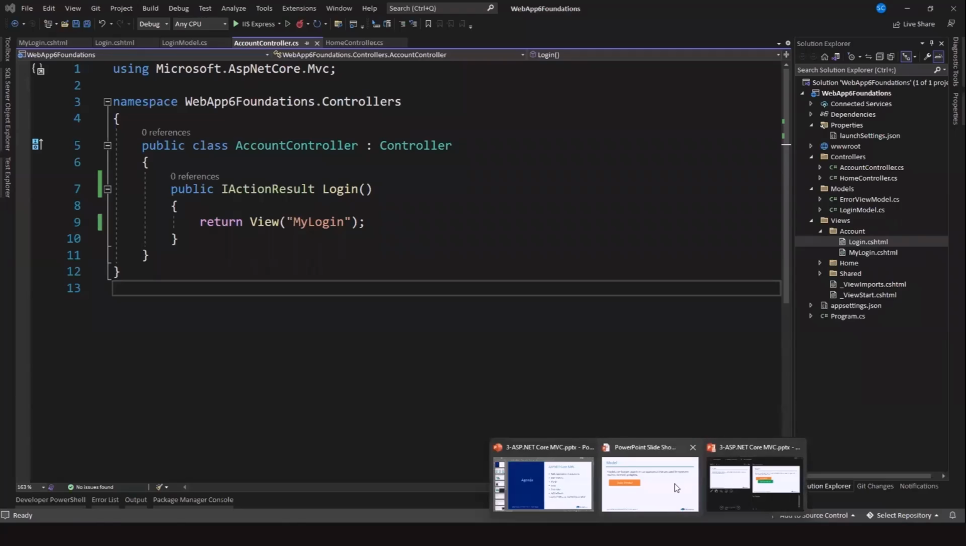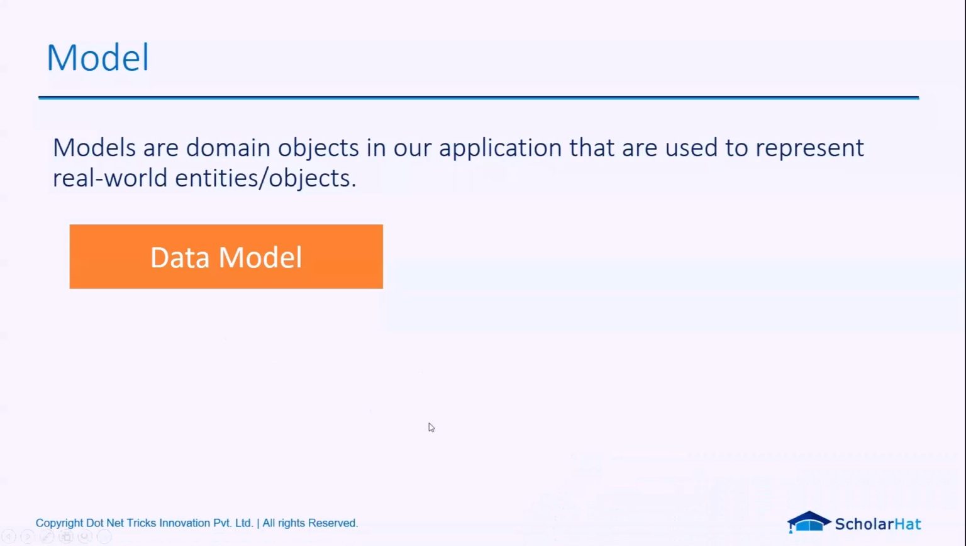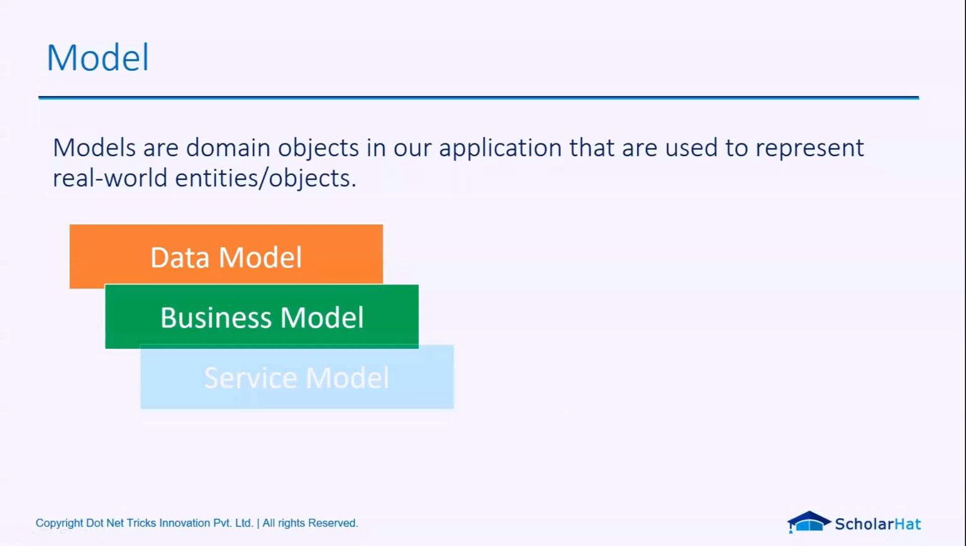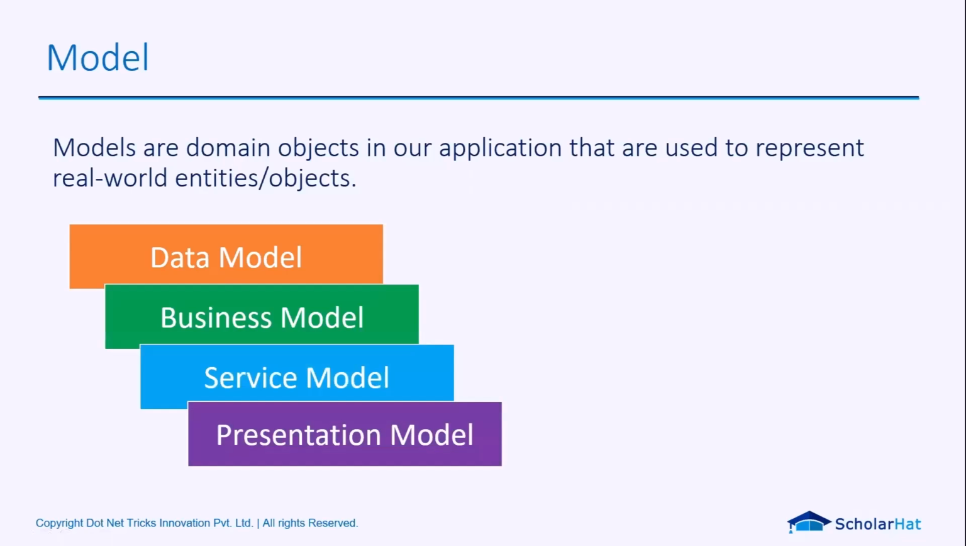So this is about the model, view and controller you need to know. When it comes to models, models are the domain objects we create in different layers. If we're creating in the DAL layer, it would be a data model, in the BAL layer, a business model, in the service layer, a service model, in the presentation layer, a presentation model. So depending upon how many layers you have and how many objects you're creating in that layer, we can call them. It is not necessary that in every project you will have a data model, a business model. No, it is not possible.